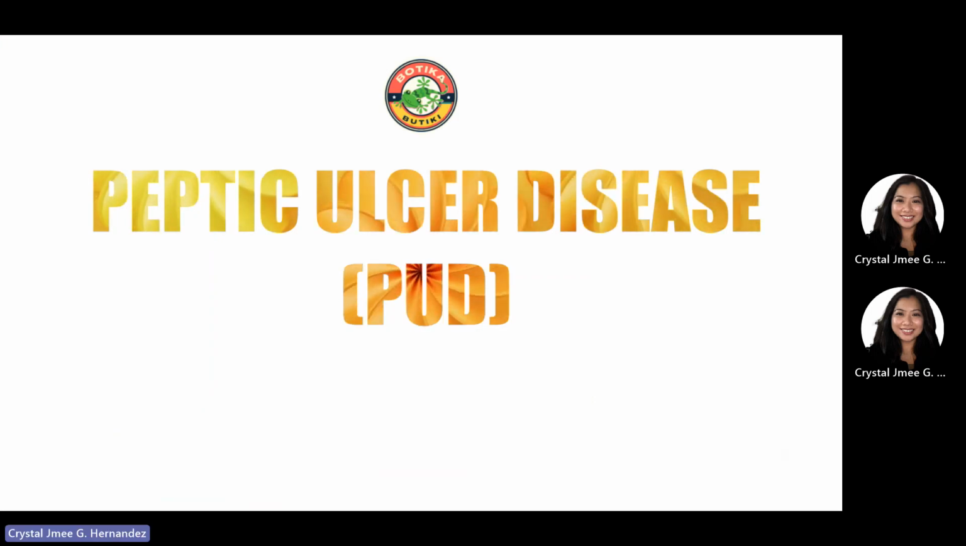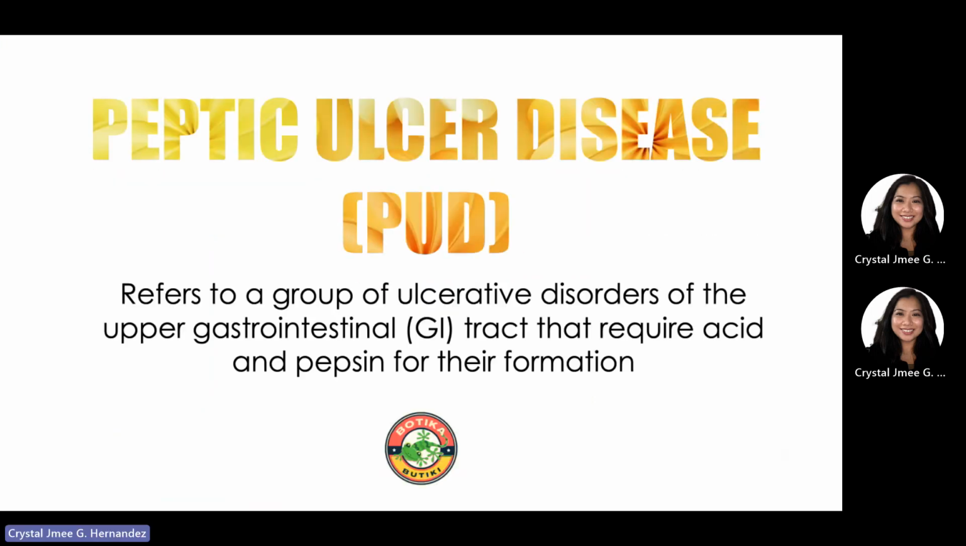Now we move to PUD or peptic ulcer disease. PUD refers to a group of ulcerative disorders of the upper gastrointestinal tract that require acid and pepsin for their formation. Normally, when we talk about PUD, the defect is mostly found in the gastric or the duodenal mucosal wall that can extend to the muscularis mucosa or even the deeper layers of the submucosa.